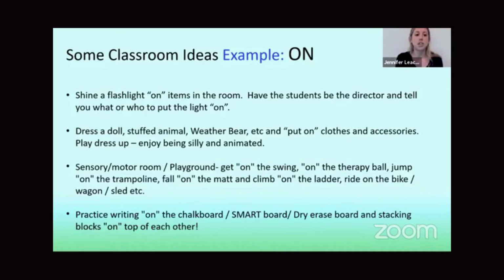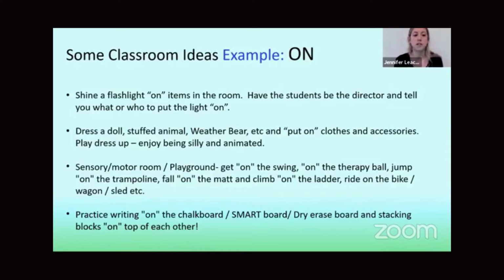So shine the flashlight on the table, shine the flashlight on the chair, shine the flashlight on the door, or even things in the room, on the car, on the bubbles, all different things. You can then have the child be the director and tell you what to do. So this works expressively. So they can tell you what to shine the flashlight on. This could be at home. All of these can also be at home.